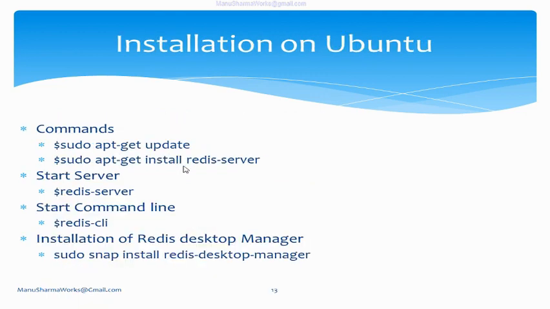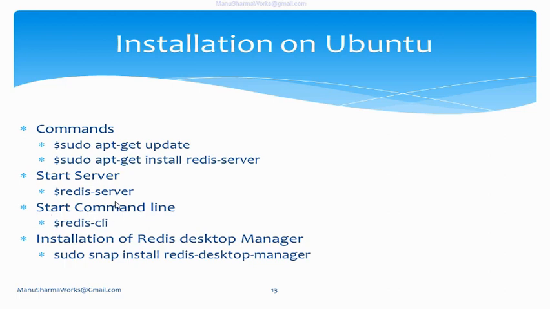Now the next thing is how we can install it on Ubuntu. These are the basic commands that we use, like sudo apt-get update to get the updates for Ubuntu. Then, in order to install, we use sudo apt-get install redis-server. It will install a Redis server on your Ubuntu machine and automatically start the server. You don't have to start it separately, but in case it is not working, then you can use this command.